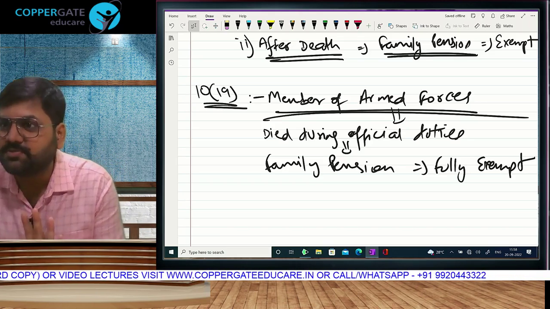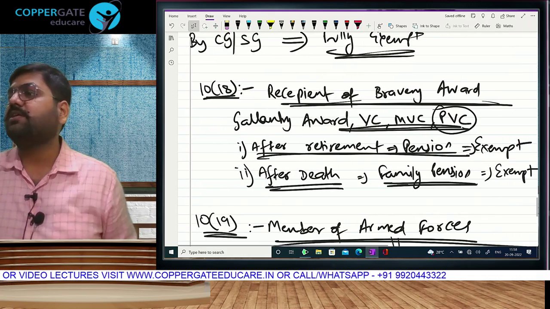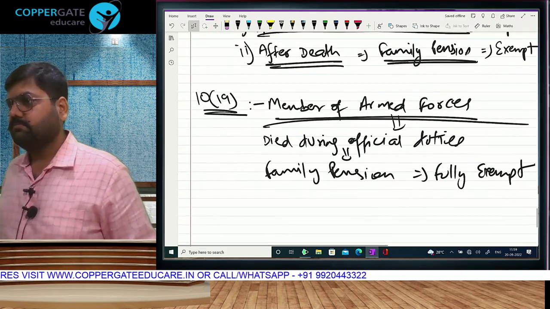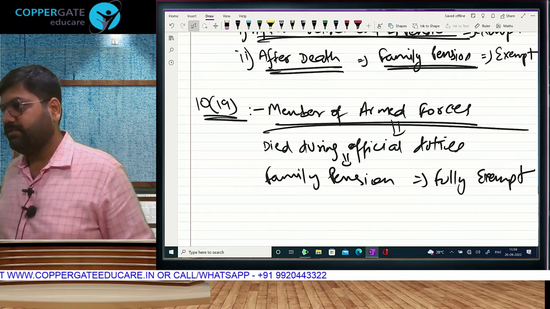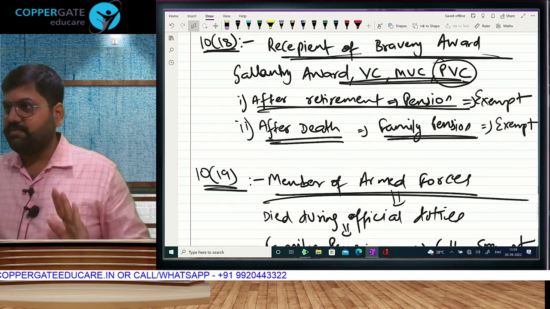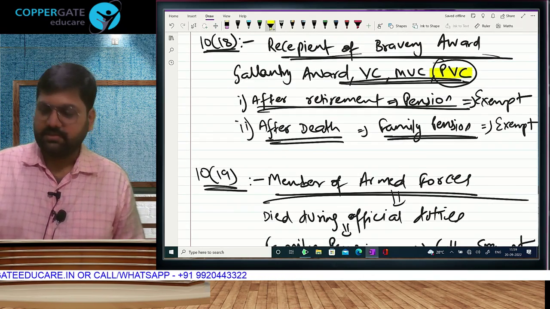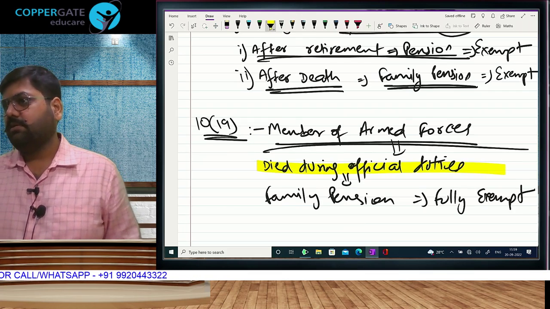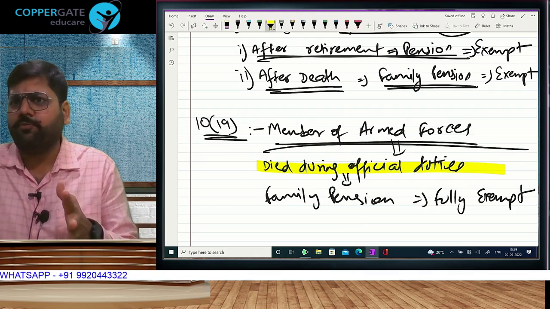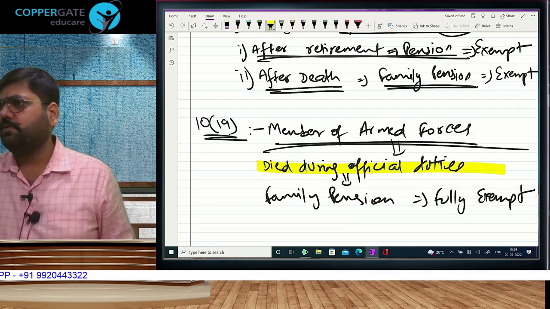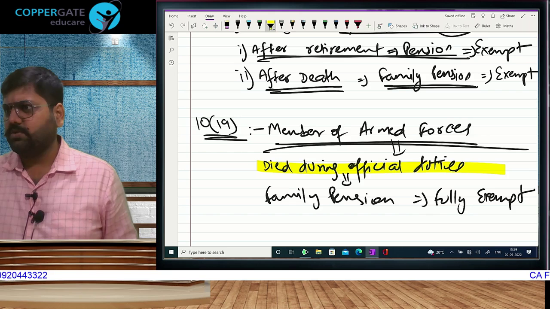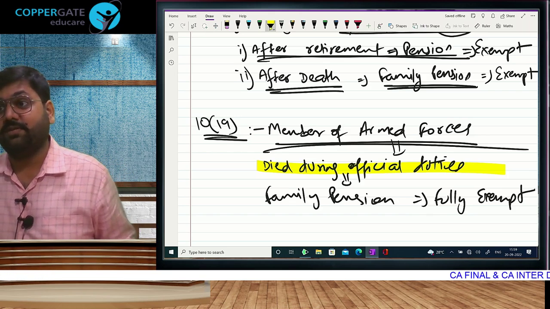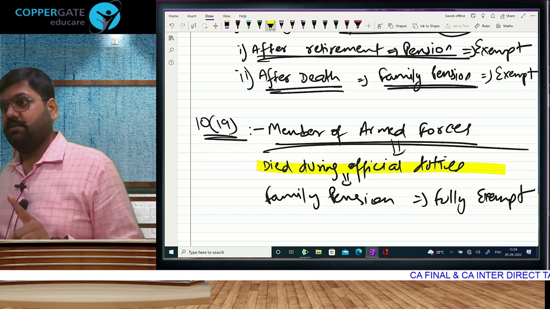The difference is only this much. Here it can be self pension and family pension. Here it can only be family pension, because you already died. That is the small difference. Or at most it can be that if you were this, then it is likely that this has also happened. You are fulfilling both. It is not necessary that you fulfill both. You fulfill any one, you get exemption. No tension. Is that understood? So that was your 10(18) and 10(19). They appear similar but they have no relation or connection with each other. Is that clear? Okay, fine.